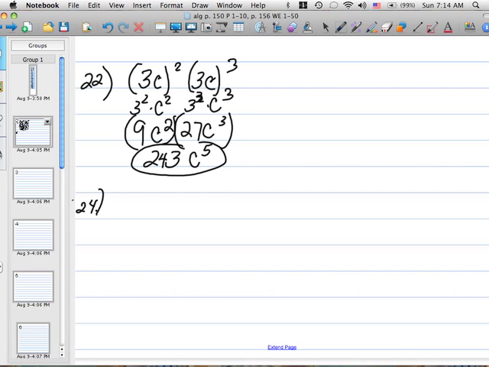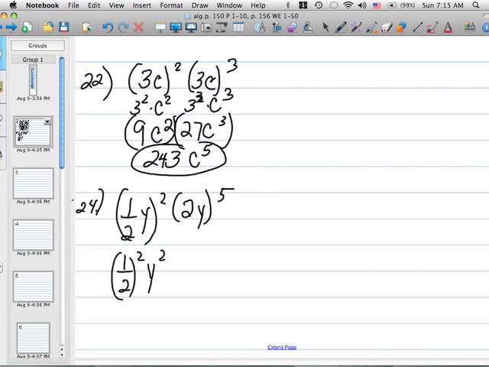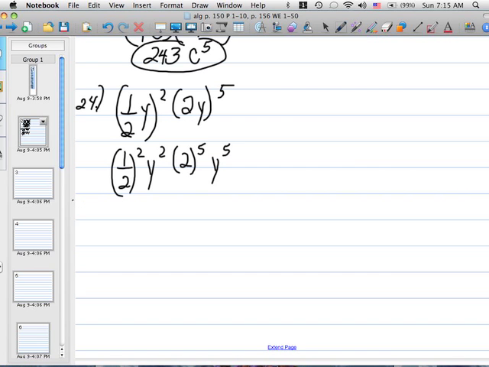24. We have 1/2 y taken to the second power times the quantity 2y taken to the fifth power. This is 1/2 squared times y squared. And this is 2 to the fifth and y taken to the fifth. One half times 1/2 is 1/4. That's y squared. 2 to the fifth is 32. Y to the fifth.